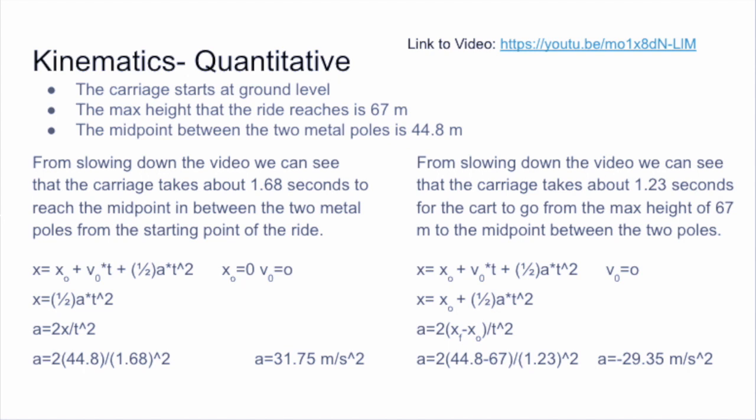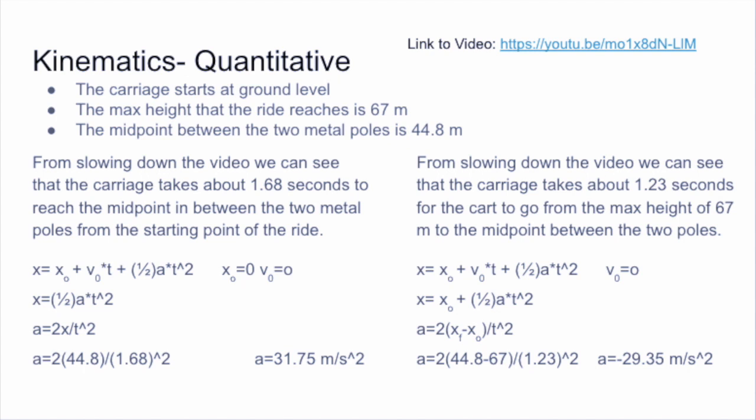Now we're going to do some math, and we're going to use the equation that I talked about earlier. But we got to plug in our numbers first, which the initial height is 0, and initial velocity is also 0 because the carriage starts from rest. So that leaves us with distance equals 1/2 acceleration times time squared. Now it's just some equation manipulation. We get acceleration equals 2 times distance divided by time squared. And we're just going to plug in some numbers, and we get 31.75 meters per second squared.